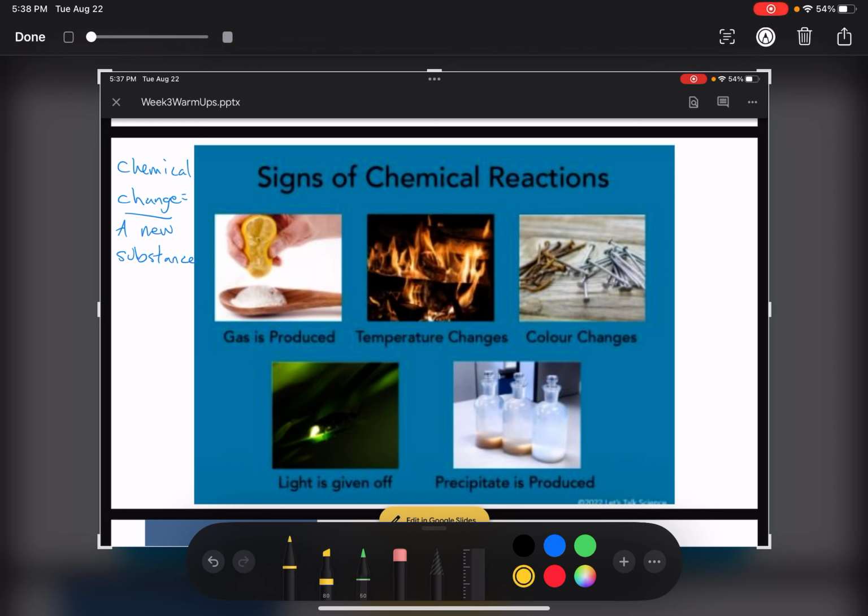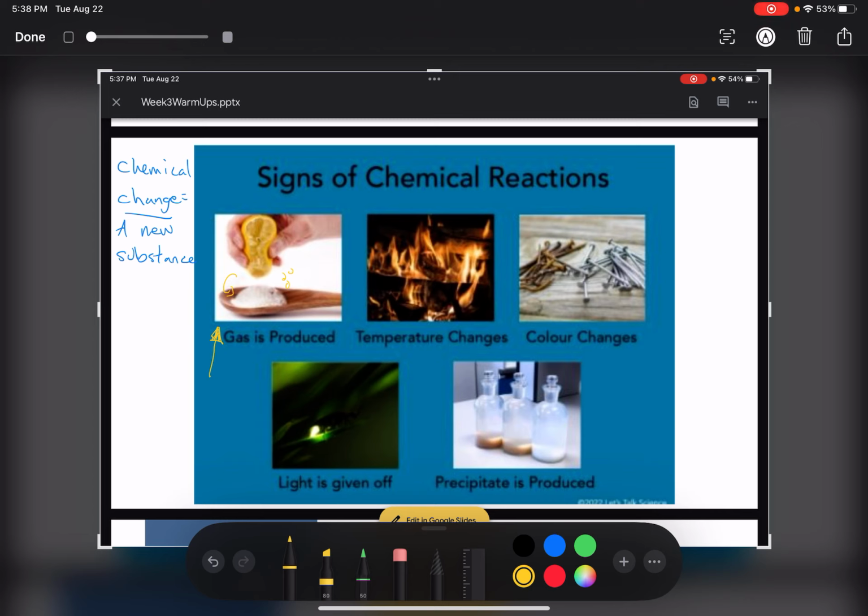All right, so you can do this at home too in your kitchen. If you take a lemon and drip that lemon onto some baking soda, you're going to see tiny bubbles form, and those bubbles are actually carbon dioxide that's given off as you have a chemical reaction.